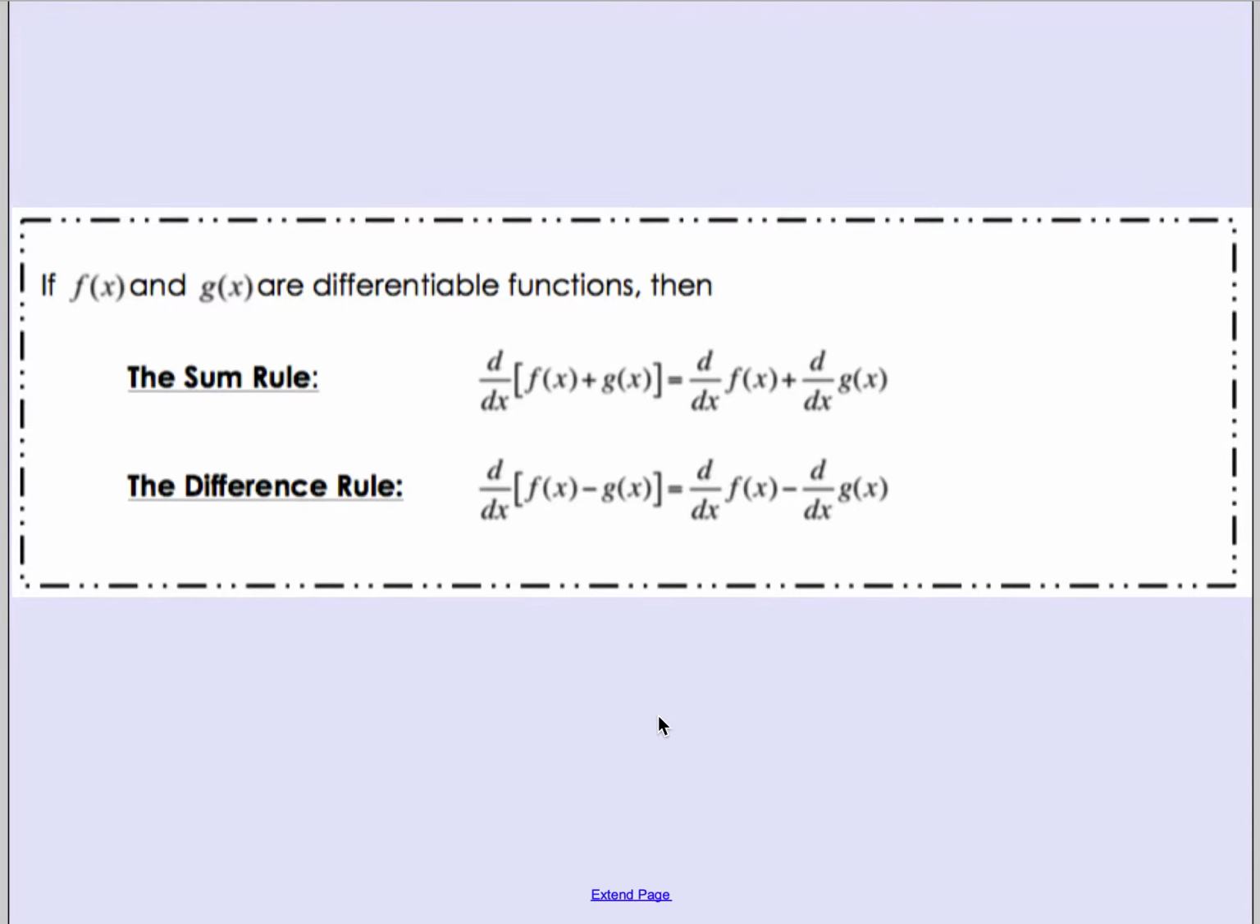All right, we are going to go ahead and look at the sum and difference rule. So if I have f of x and g of x and they're differentiable functions, what it is saying is you can take the derivative of each part individually and continue to add them together, sum them, or subtract them together, take the difference. Okay.